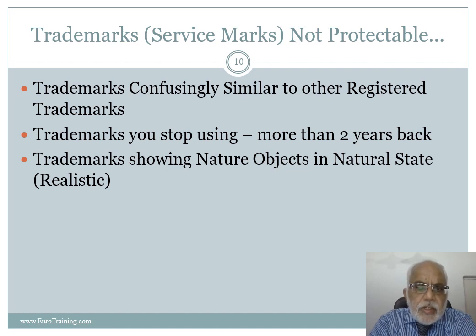Trademarks showing natural objects in a natural state or realistic. So trademarks cannot be natural objects in a natural state. For example, a picture of a tree, a photograph of a tree, cannot be a trademark. And a picture of an animal cannot be a trademark, because it's realistic. But an animated picture of an animal can be a trademark. An animated picture of a tree can be a trademark. A modified picture of a tree could be a trademark, but an object in its natural state cannot be a trademark.